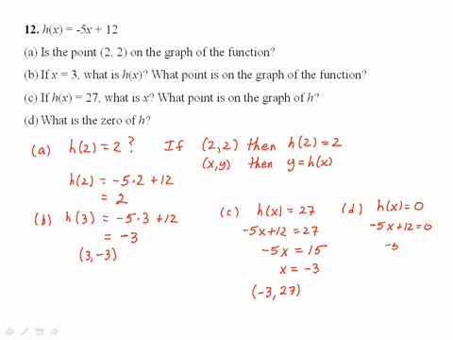Subtract 12 from both sides, we get negative 5x equals negative 12. Divide both sides of the equation by negative 5, and we get that x is 12/5. So the zero of the function is 12/5.